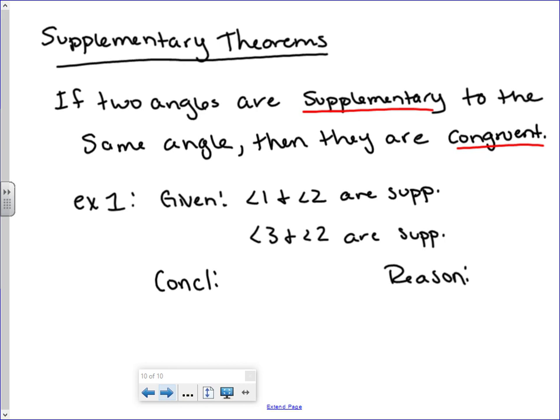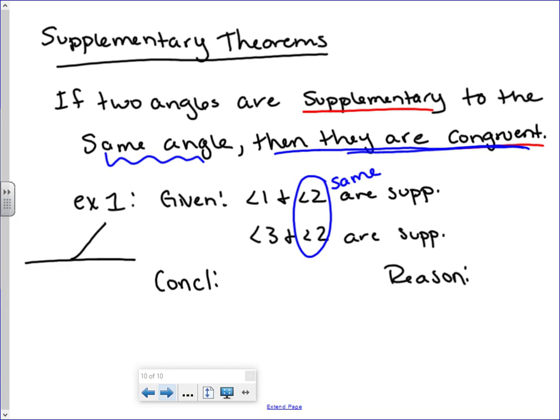Okay. 1 is supplementary to 2, right? And 2 is still the same, and it's supplementary to 3. So they each make a line together. What happens is 1 and 3 become vertical angles, and because of the vertical angle theorem, I know they're congruent. But that's a lot of steps to go through to prove that 1 and 3 are congruent. So in a proof, we can use this theorem here and go straight there and skip some steps.